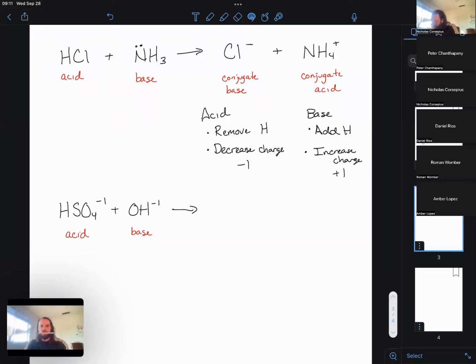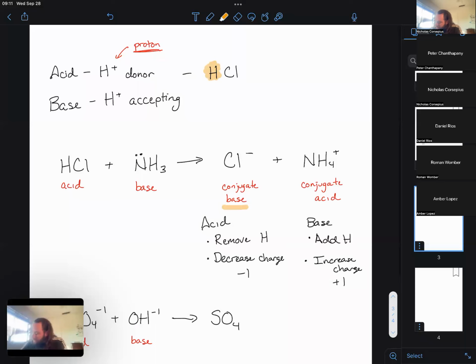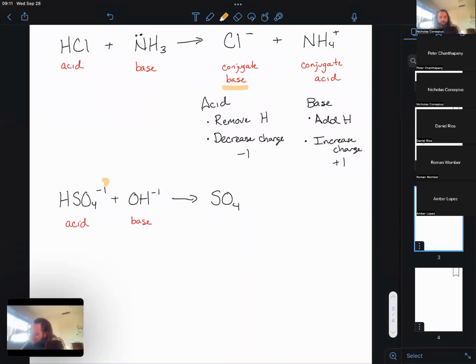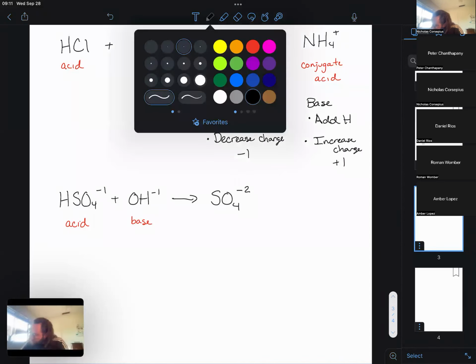All right, so for my acid, to get my conjugate base, I'm going to start with my acid, which is that HSO4 with the -1 charge. I'm going to take away a hydrogen. So now I just have SO4. And I got to decrease that charge by 1. Since I started out with this -1 charge, now my net charge will be -2. All right, so this is my conjugate base.